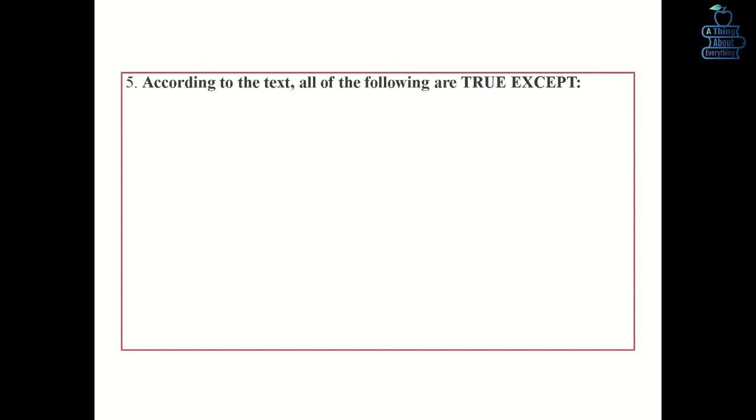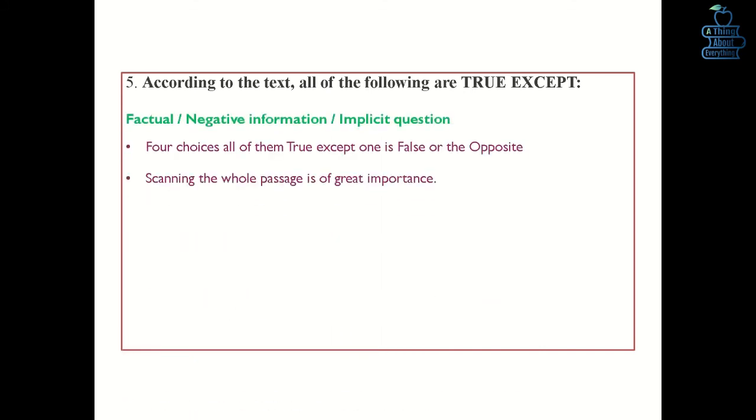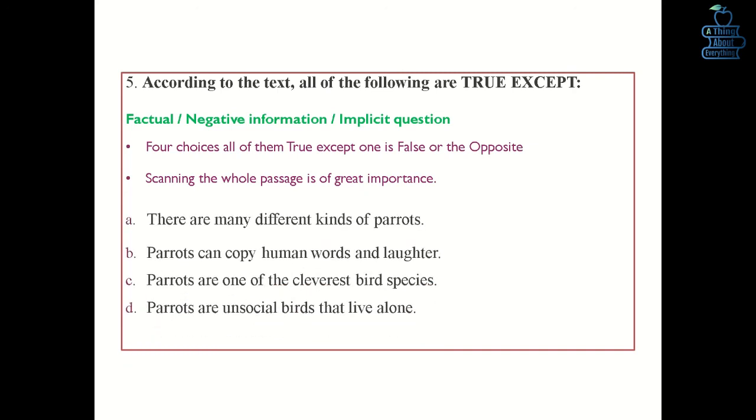According to the text, all the following are true except. This is a very common question. You have to read all of them and decide which one is true and which one is false. So the following are true except. So I'm searching for the wrong sentence.